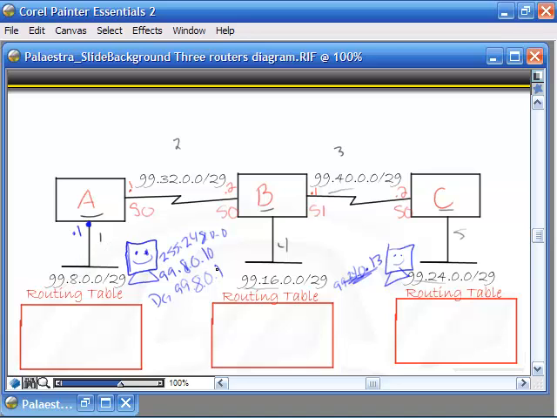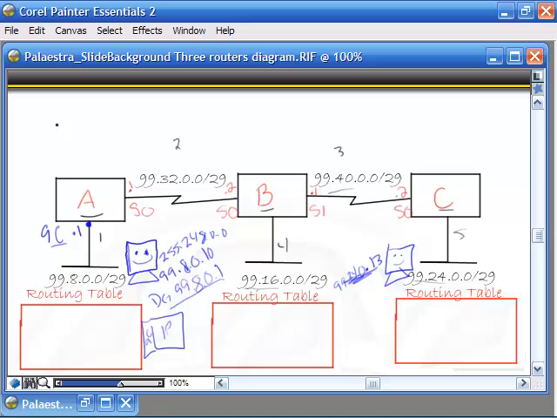So he ARPs his default gateway 99.8.0.1. The router sends back his MAC address. Again, his MAC address might be 9C. And he just sends it back. So he addresses his ping packet IP to the destination MAC address of 9C. Sends it to the router.